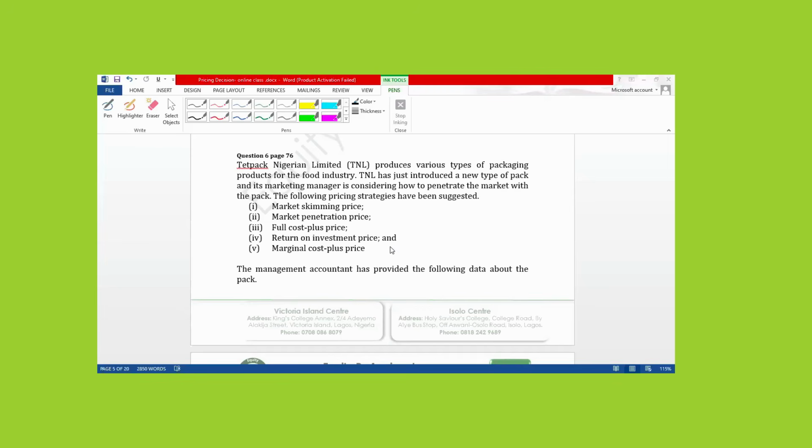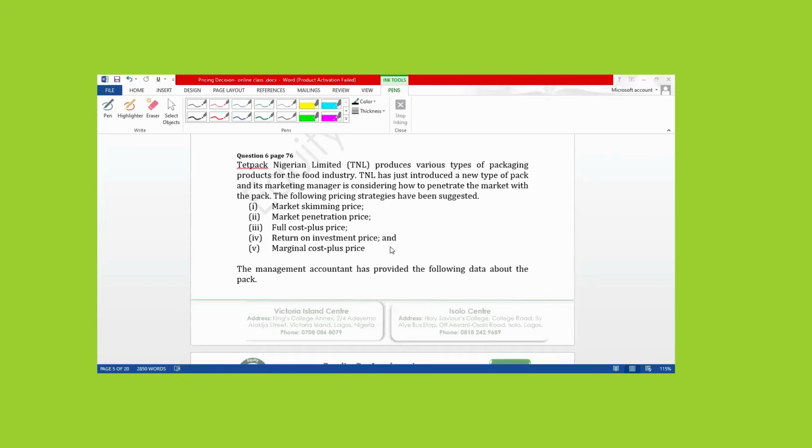What is full cost plus pricing? Hello, sir. Can I say something? Full cost pricing is a situation whereby the company makes use of their fixed and variable costs, using their variable costs and their fixed costs to estimate the total cost of a product.